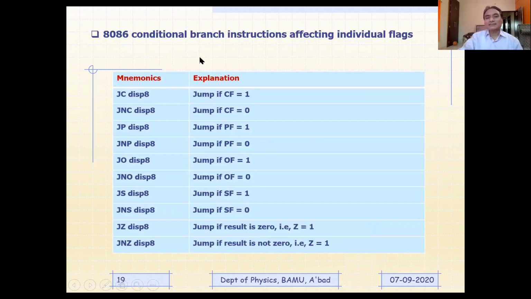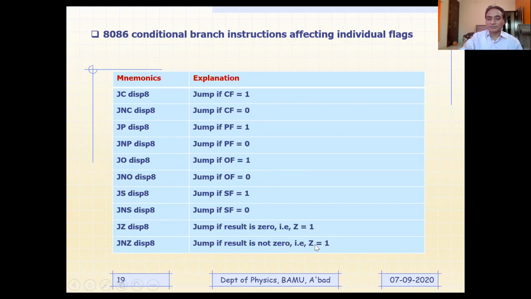And there are some instructions which will be affecting individual flags, like jump if carry. Jump if carry flag is set, jump if no carry flag set, jump if parity, whenever parity flag is 1, jump if no parity. JO means jump if overflow flag is set to 1, JNO means jump if no overflow flag, JS jump if sign flag is set, JNS means jump if no sign flag is set, and JZ means jump if zero flag is set, and JNZ means jump if no zero flag is set.